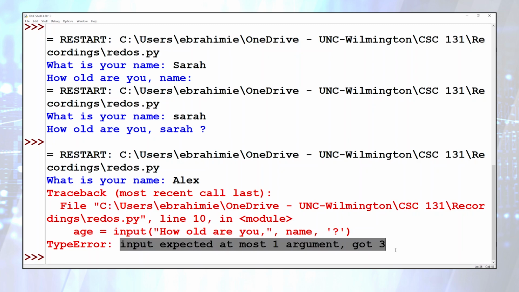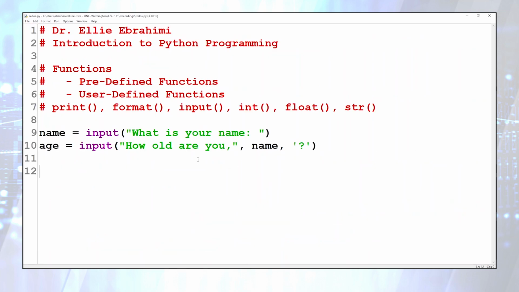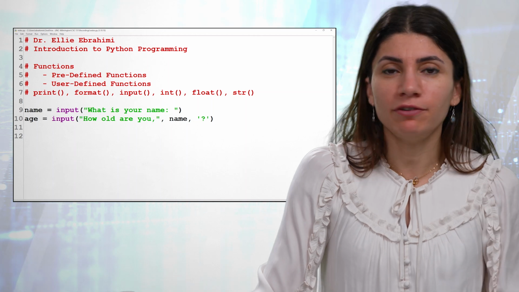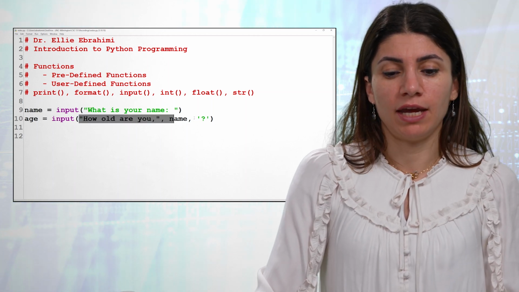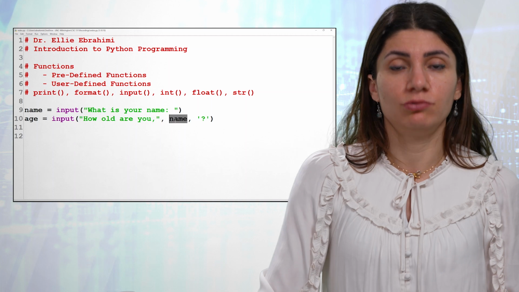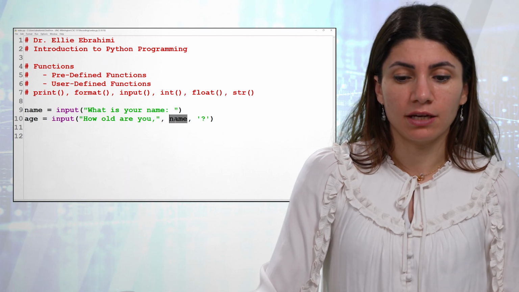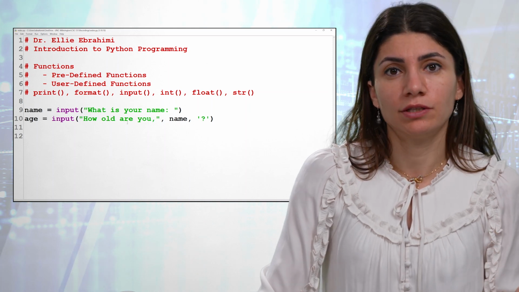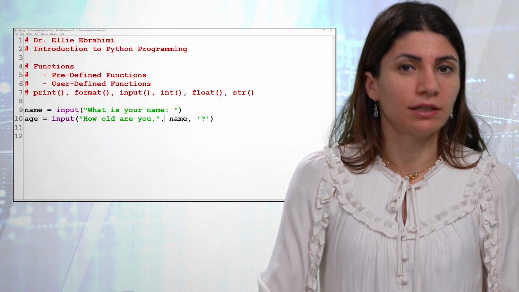It says input expected at most 1 argument, but it got 3. That is what we pass: 1, 2, and 3 arguments to it. And that is not the way input can handle information. It can take at most 1 argument. So how can we fix it? I want to use this name. I want to personalize it to my user. I want to have that in the second message I'm showing to the user because I already got the information. Why not use it? So any ideas how to fix it?